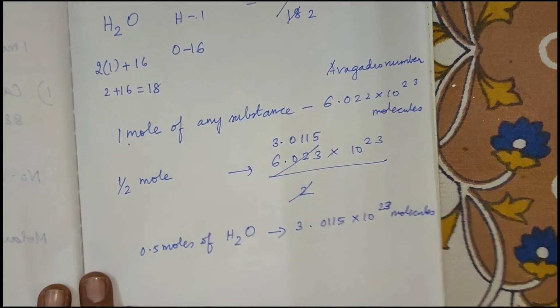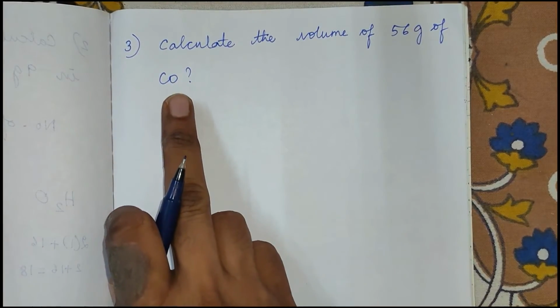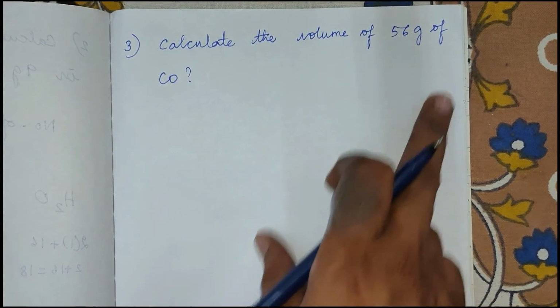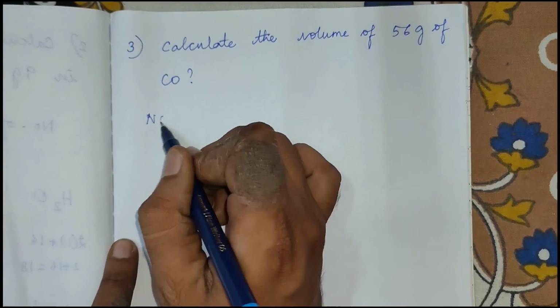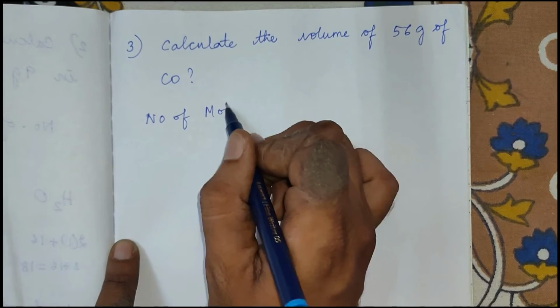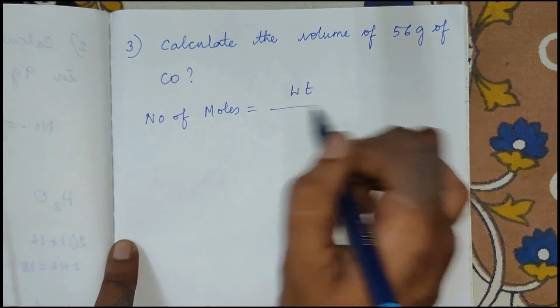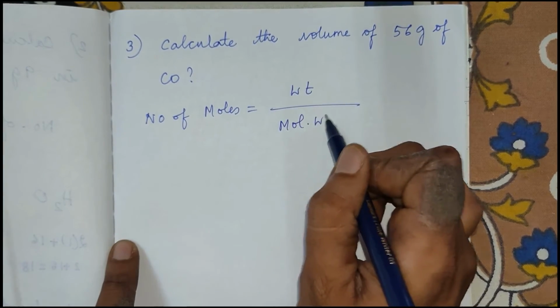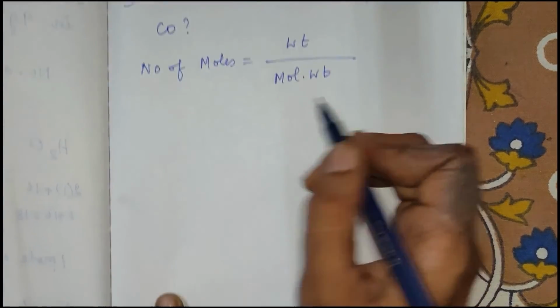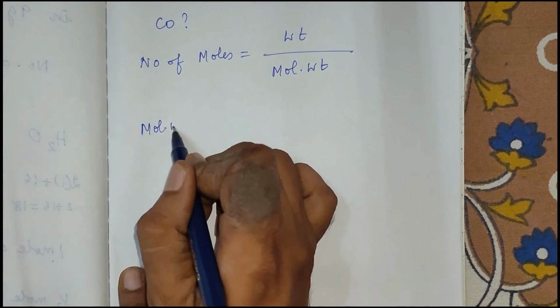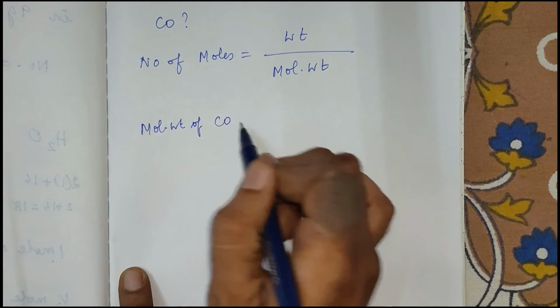Right? Our next problem is going to be this. Calculate the volume of 56 grams of carbon monoxide. Now to find out the number of moles, what is the formula? Number of moles is equal to weight by molecular weight. Weight is given here, 56 grams. We have to find out the molecular weight. What is the molecular weight of carbon monoxide?